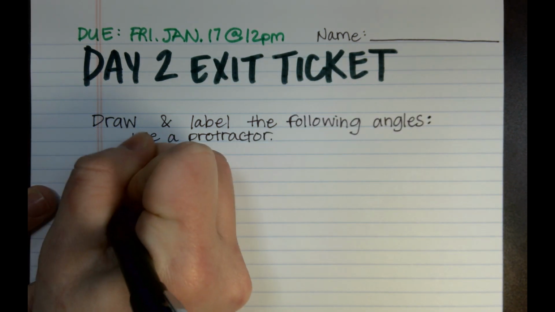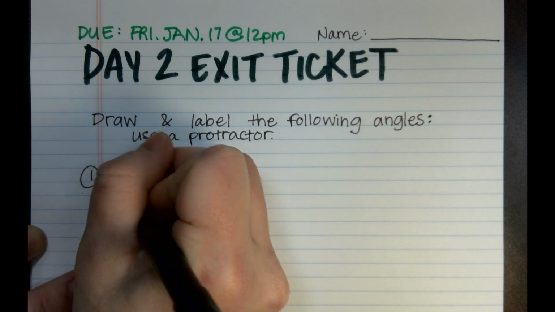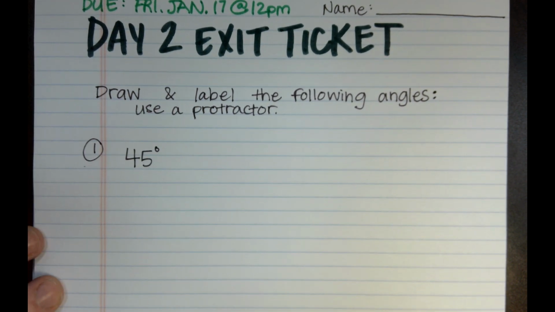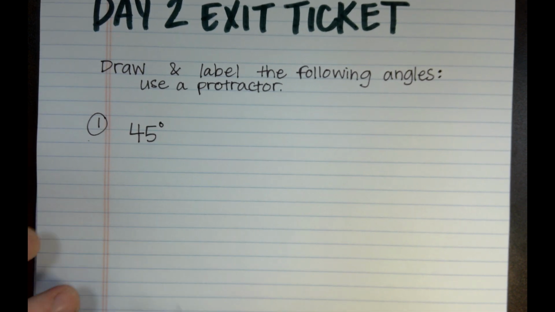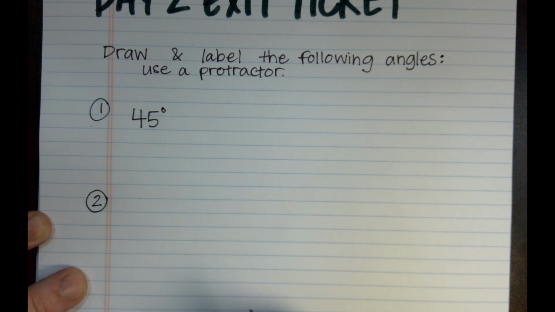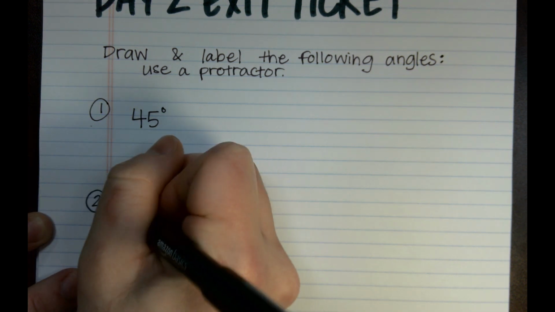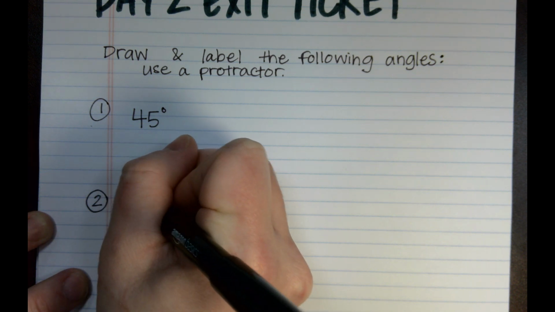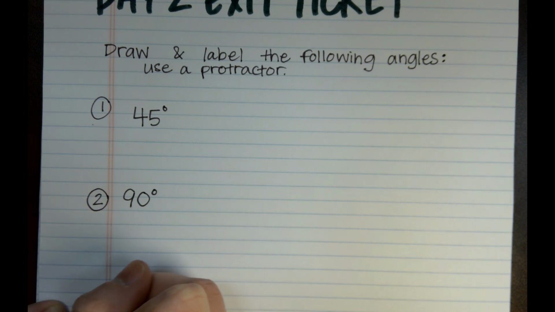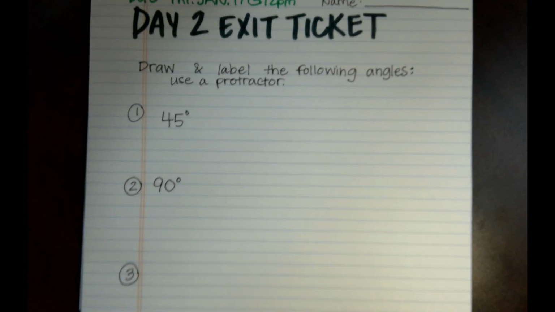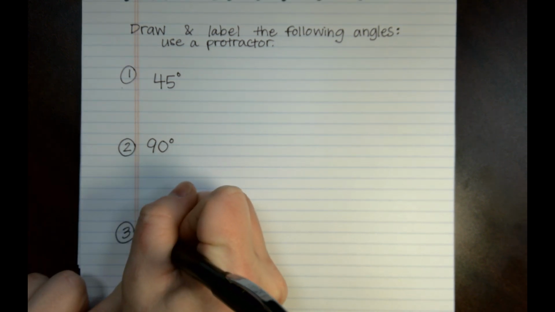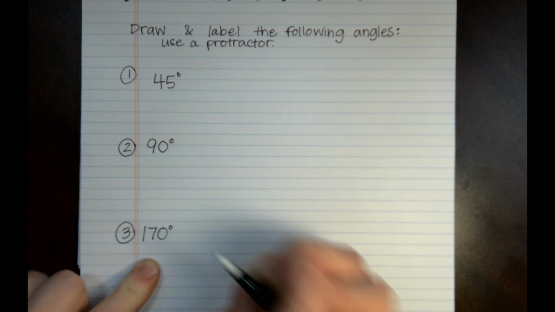Okay, number one, I want you to draw an angle that is exactly 45 degrees. Number two, let's do an angle that is 90 degrees. And then number three, that'll be it. I want you to draw an angle that measures 170 degrees.